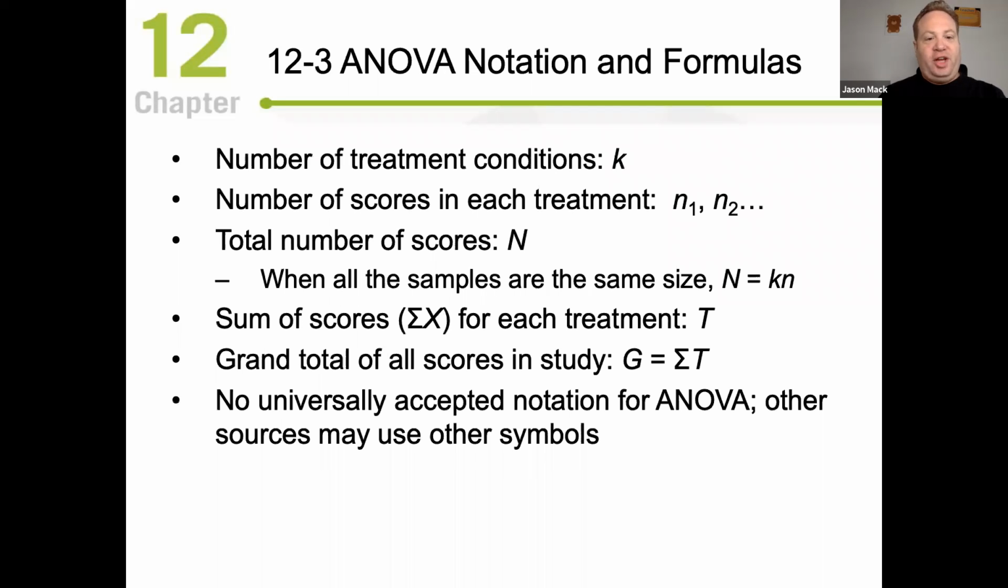So, some ANOVA notations and formulas. The number of treatments is K. The number of scores in each treatment is N1, N2. Total number of scores is N. When all the samples are the same size, N is equal to Kn. The sum of the scores for each treatment is equal to T. The grand total of all scores in the study is G, equals the sum of T. There is no universally accepted notation for ANOVA. Other sources may use other symbols.